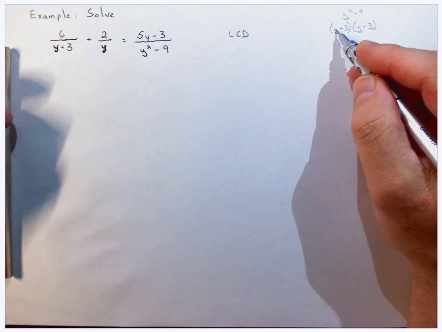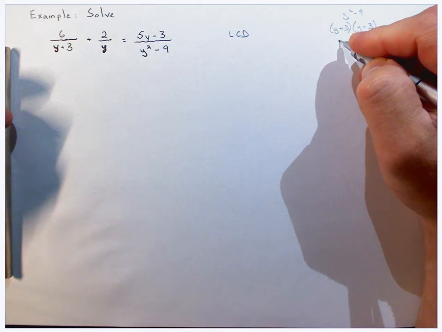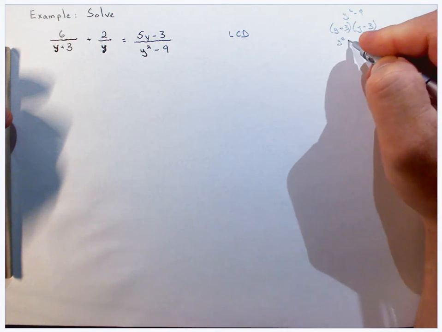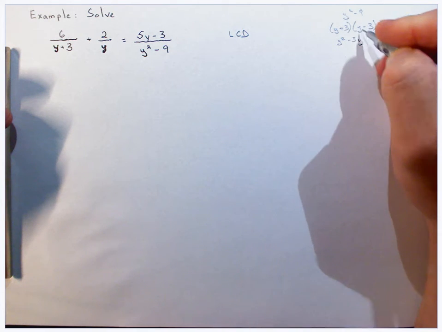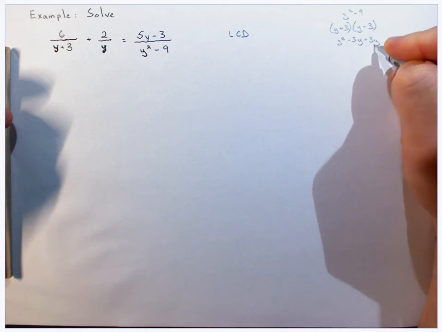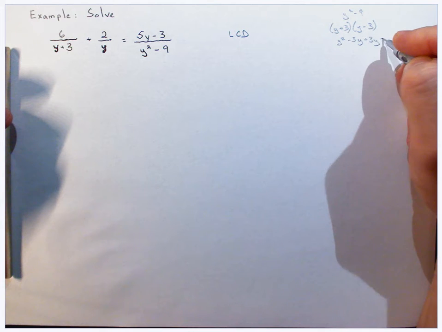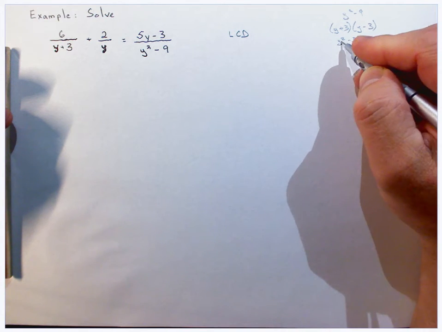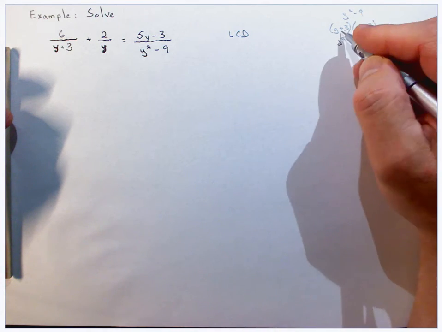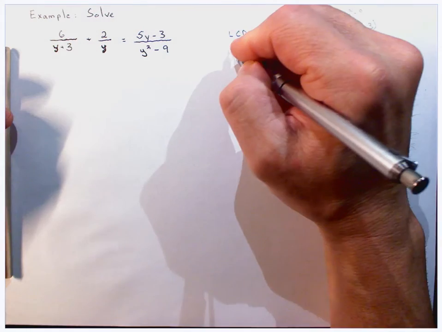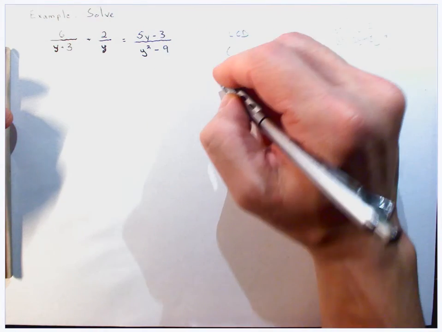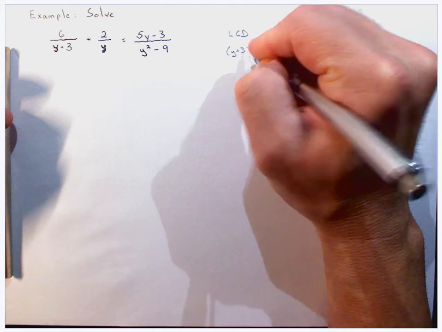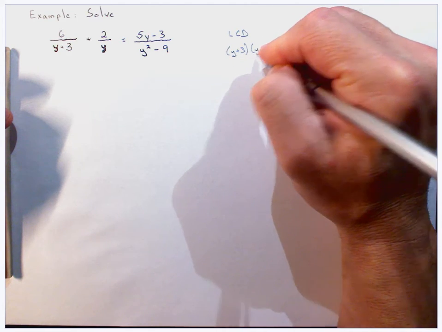Right? Y times y is y squared. Y times negative 3 is negative 3y, 3 times y is plus 3y. 3 times the negative 3 is a negative 9. Those cancel. Y squared minus 9. See, so I have this. So that's one of my terms. That's for this one here. Y plus 3 and y minus 3.